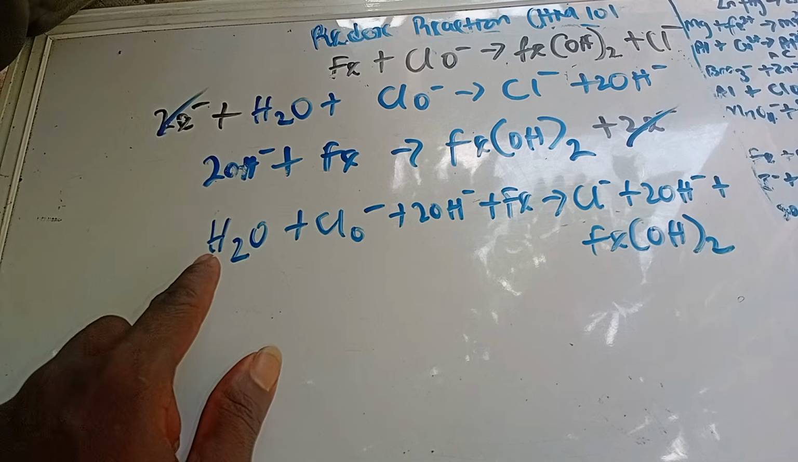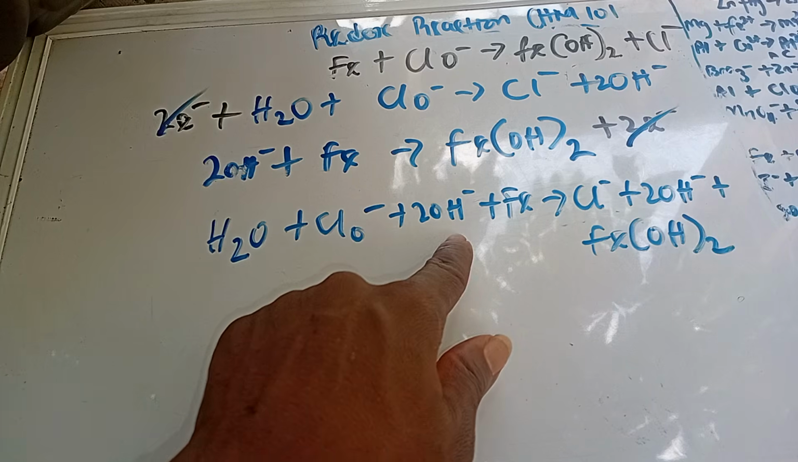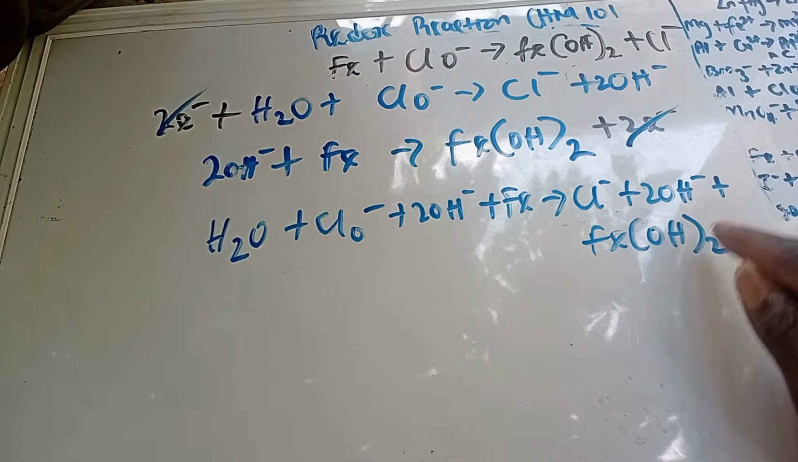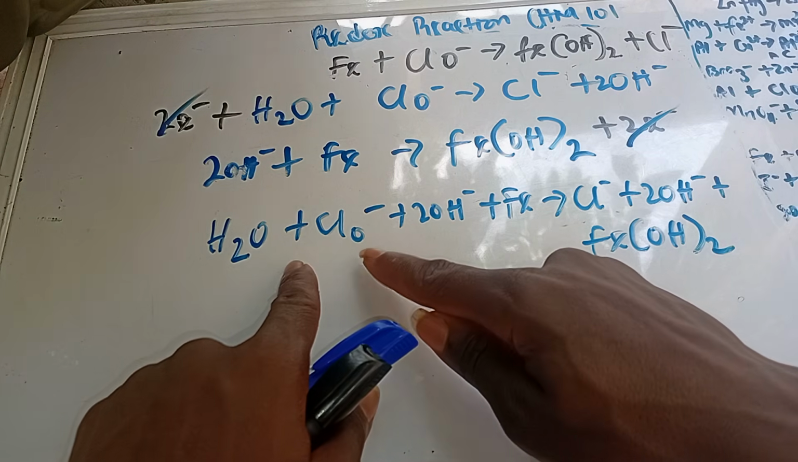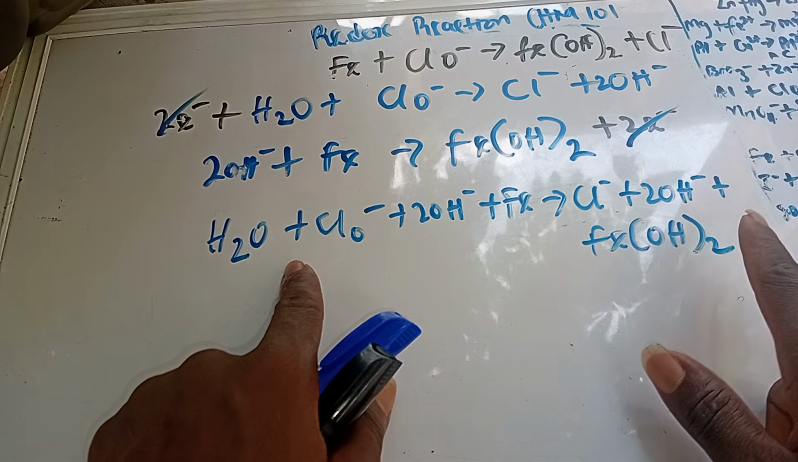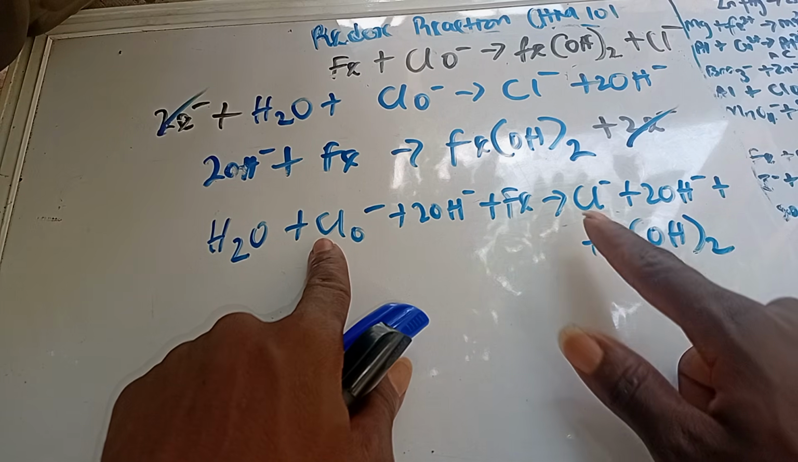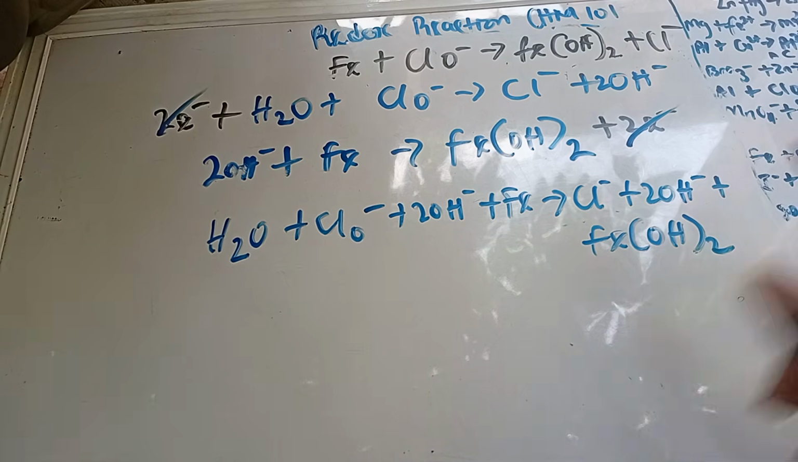Now how many hydrogen do we have here? Let's first check the molecule. Here we have two hydrogen plus another two, that's four. Here we have two hydrogen plus another two, that's four. Let's check oxygen. We have one oxygen, that's two plus two, that's four. Here we have two oxygen, that's also four. Let's check chlorine. One chlorine, that's balanced. Let's check iron. One iron, that's balanced. Now all the atoms are balanced.